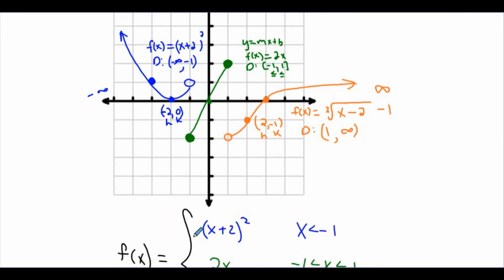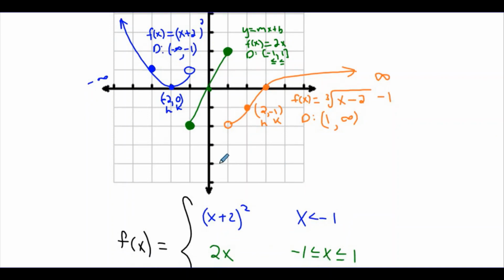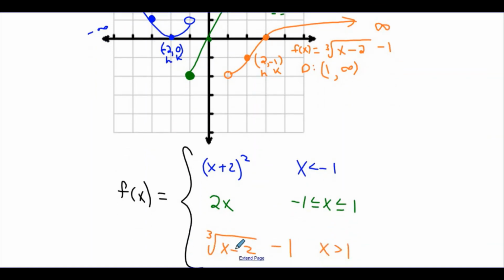So the first one, as you can see, now you might say, well, where'd the f of x go? Well, it's over here. So f of x equals these three things. The first one being x plus 2 squared. It changes the domain from interval notation to inequality notation. So x is less than, not equal to, because it's an open circle, -1. Then the next one is f of x is equal to 2x. You can see that here with -1 and 1, the domain being between them. The last one being the cube root of x minus 2, minus 1, with the domain being x greater than 1.